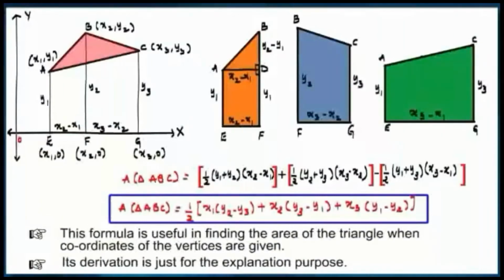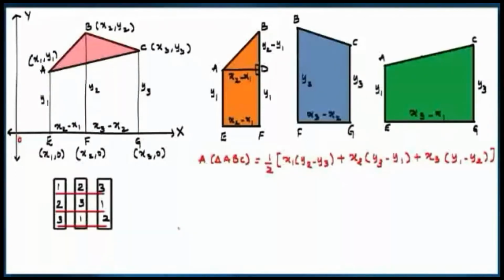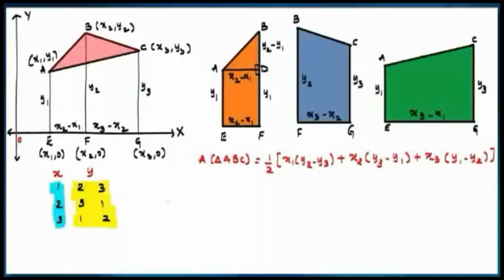It's very simple, no? I will give a clue to keep this formula in your mind. Write the numbers like this: 1 2 3, 2 3 1, 3 1 2. Arrange these numbers in columns and rows. Look at the first column. This represents x. The second and third columns represent y.